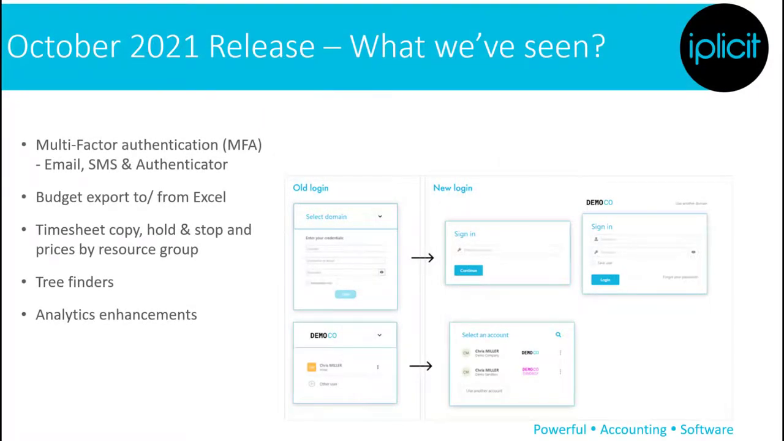So let's recap what we've just seen. We've seen the new MFA features, the improvements to the budgets with a much quicker way of populating the forecast using Excel. We've seen the features added to the timesheets as well as timesheet products, the new easy-to-use tree views across the system, as well as some enhancements to the analytical inquiries.